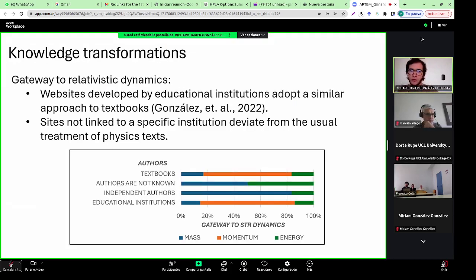If we focus on knowledge transformations, a similarity can be seen between the approach taken by websites developed by educational institutions and textbooks. As the figure shows, in these cases, the concept of momentum predominates in relativistic dynamics. Sites not linked to a specific institution deviate from the usual treatment of physics texts. As shown in the figure, they are based on the concepts of mass and energy.